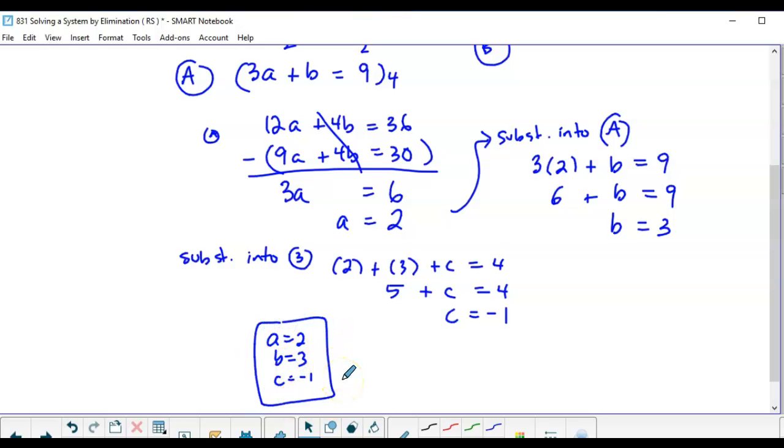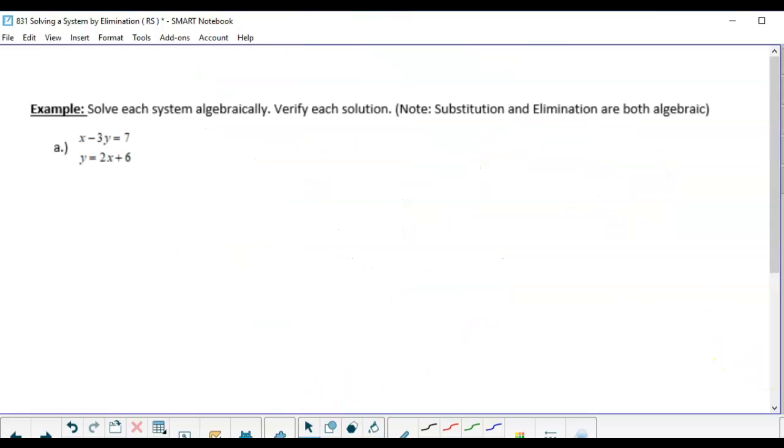Okay, it's not an x, y, z, so I'm not going to put it in an ordered pair, although you would put it in alphabetical order if you did. Okay, and then solve each system algebraically, verify. Note, substitution and elimination are both algebraic. So you have a choice here. Okay, so this is kind of combining the last lesson with this one.